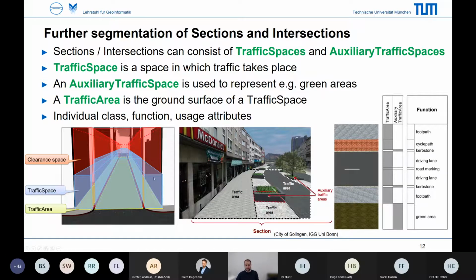As you can see on the left in blue, these volumetric spaces of the traffic would be represented using traffic spaces, and the bounding ground surfaces would be called traffic areas. And each of these traffic spaces and traffic areas would contain several function or class attributes indicating the individual function of each individual traffic area. So sidewalks, driving lanes, footpaths, cyclepaths, and so on.